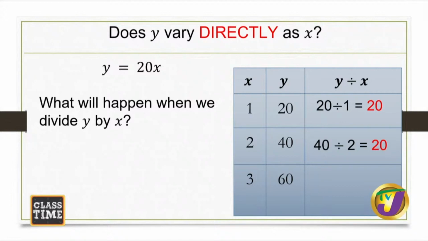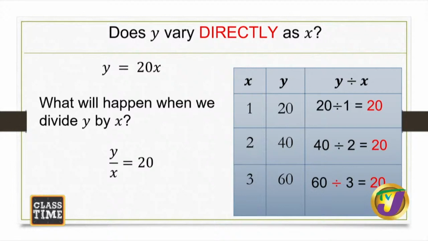In TV land, students, what do you think we're going to get? Of course, that's exactly what we got. You know, this is very interesting. Can you imagine? The y values are changing, the x values are changing, but every time we divide y by x, we're getting that constant of 20. You know, this is very important.